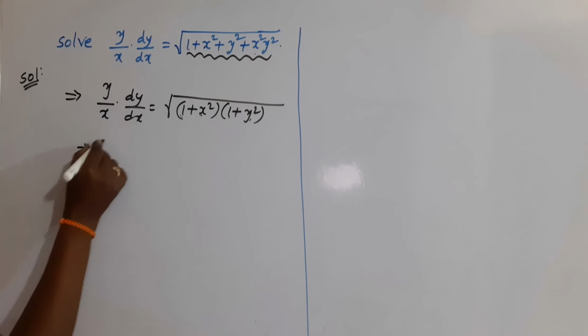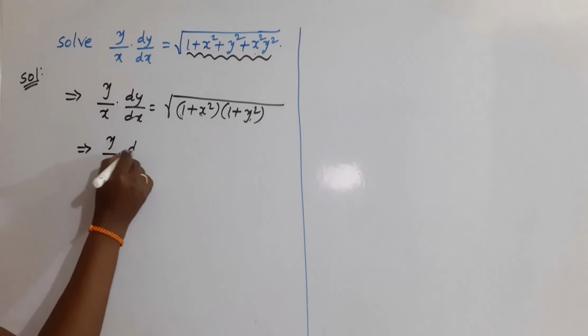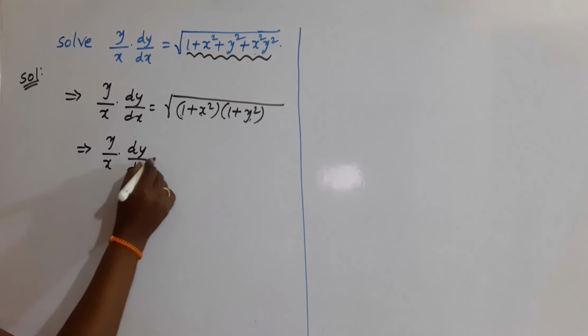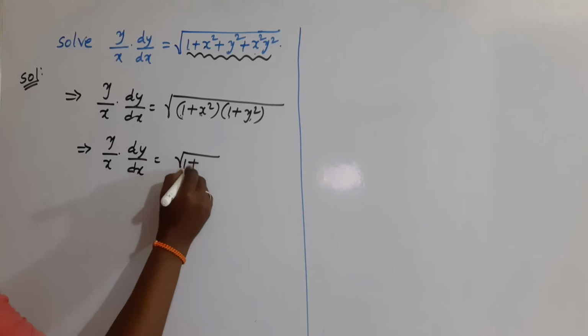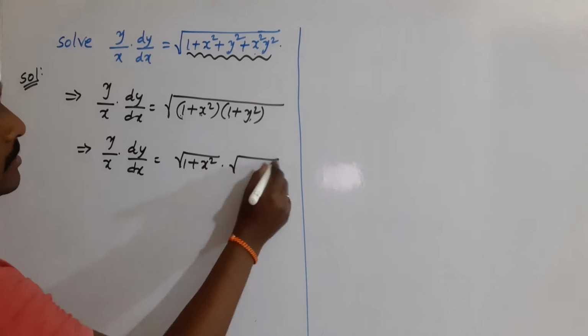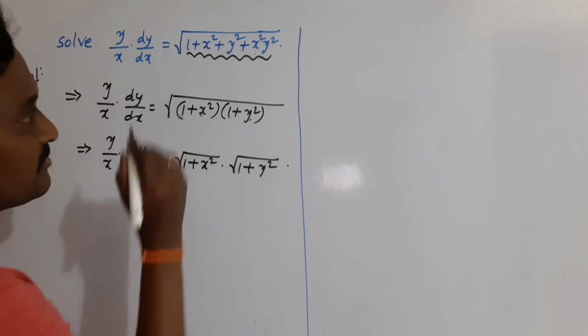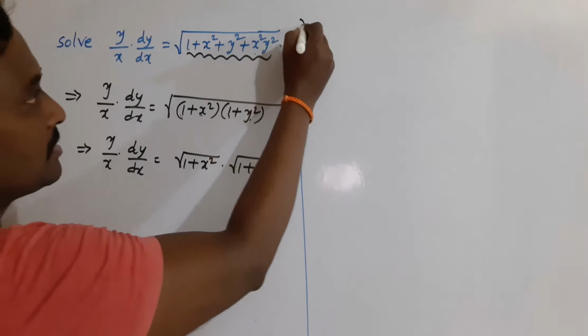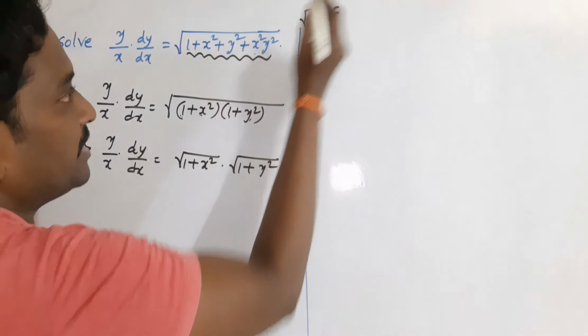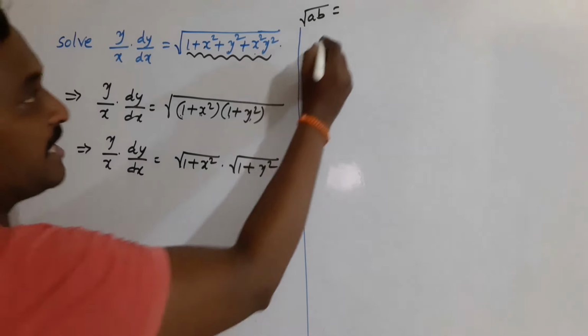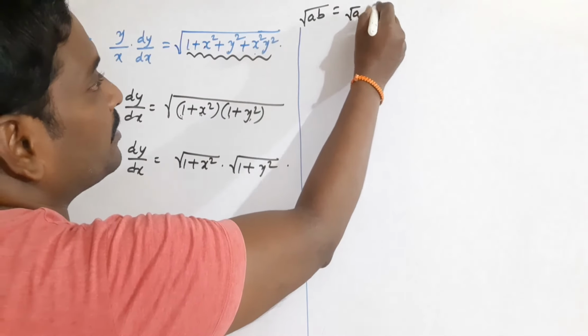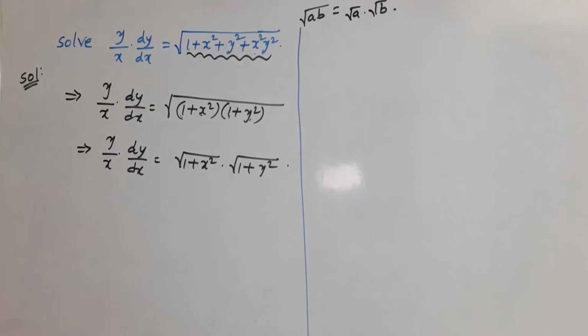Now again I will write this one as y by x into dy by dx root over, I will separate the square roots also. I will write in this way. Okay, because suppose there is root over ab, then I will write as root a into root b. Okay. Now we can easily separate the variables on both sides.